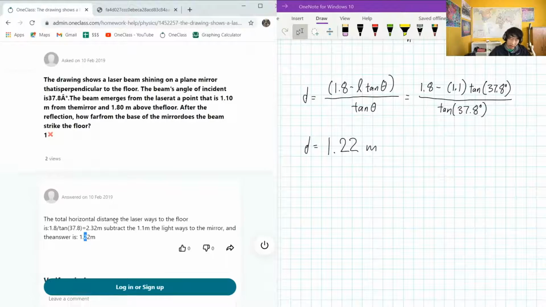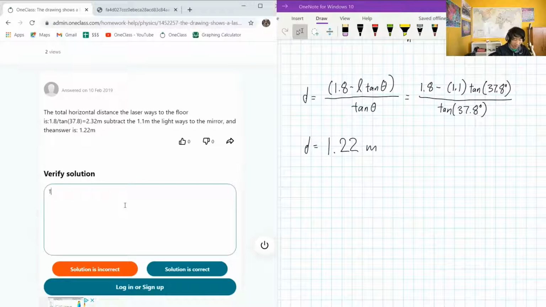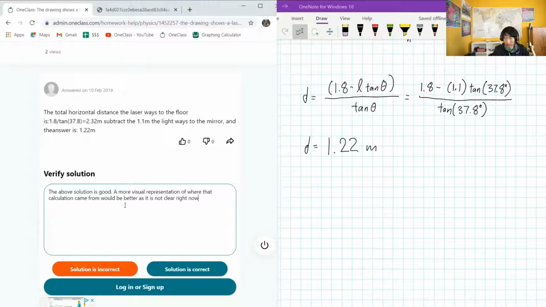Explanation is a little bit lacking though, so I'll leave a comment on that. Solution is good. A more visual representation of where that calculation came from would be better, as it is not clear right now. Okay, cool.